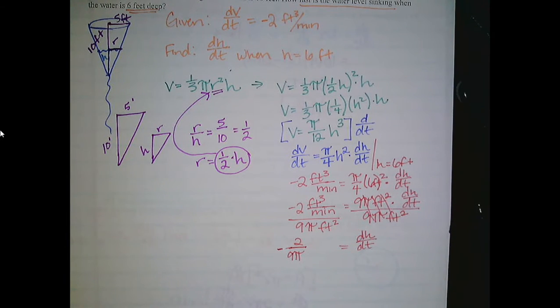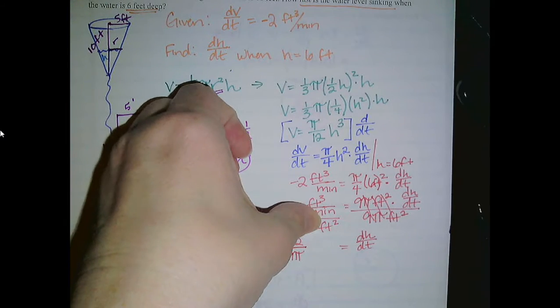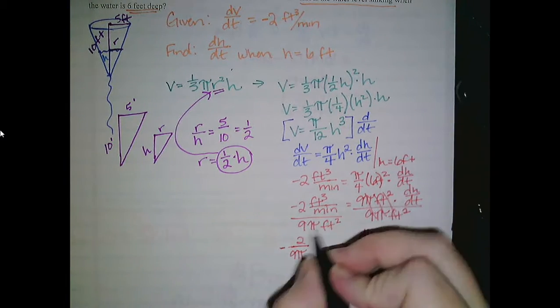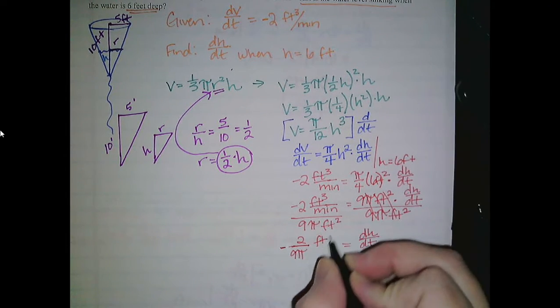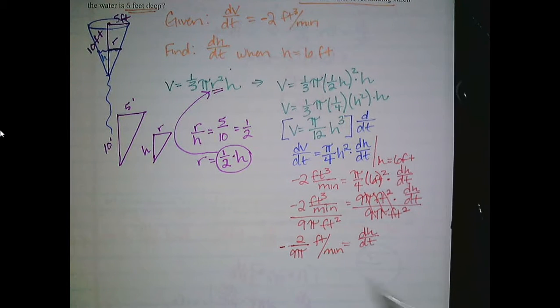And notice I have cubic feet divided by square feet leaves me with feet per minute. And that makes sense. We're talking about the rate of change of the height. So we would expect our height to be measured in feet. So our rate of change of our height with respect to time would be in feet per minute.